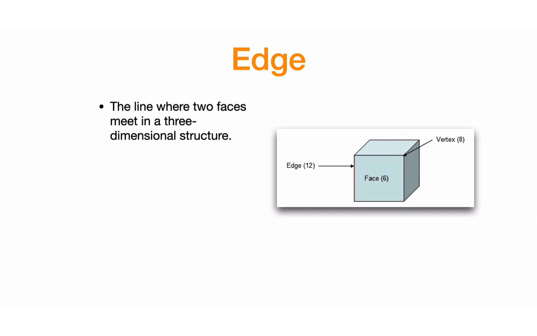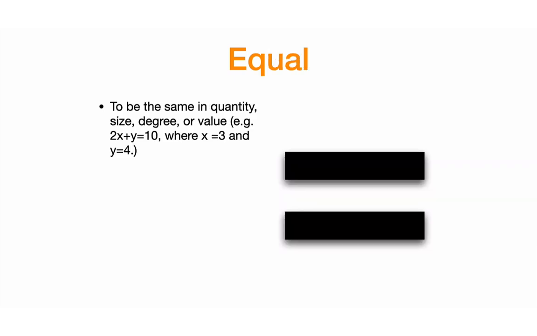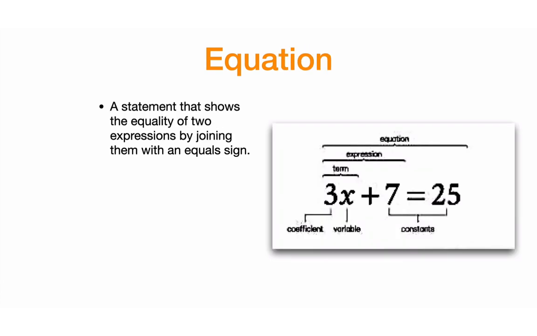Edge. The line where two faces meet in a three-dimensional structure. Equal, to be the same in quantity, size, degree, or value, e.g., 2x plus y equals 10, where x equals 3 and y equals 4. Equation, a statement that shows the equality of two expressions by joining them with an equal sign.